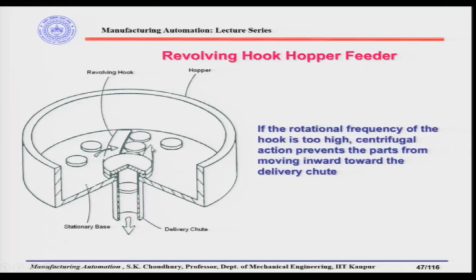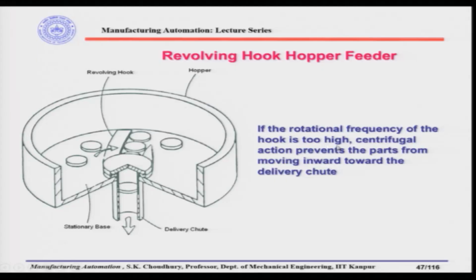Now, there are two more things here. One is this support, which is supporting the parts and directing them to the delivery chute. The second thing is the disc here. This is the stationary one. This stationary disc prevents more than one part from coming to the delivery chute if they are stacked over each other. If the rotational frequency of the hook is too high, once again the centrifugal action prevents the parts from moving inward towards the delivery chute, as I said earlier.